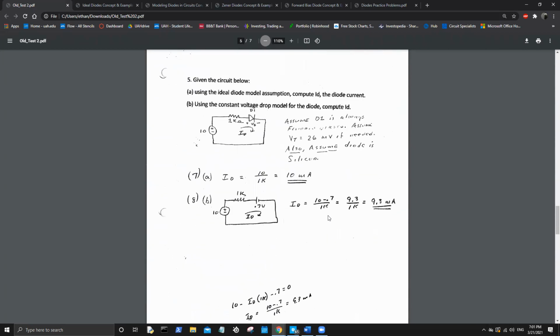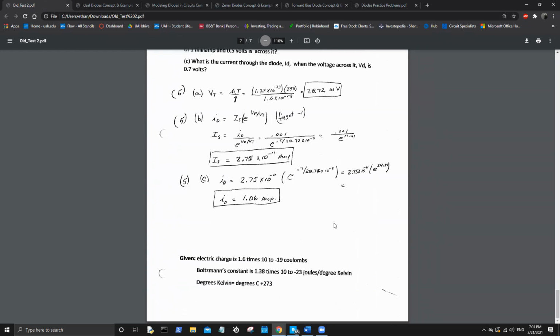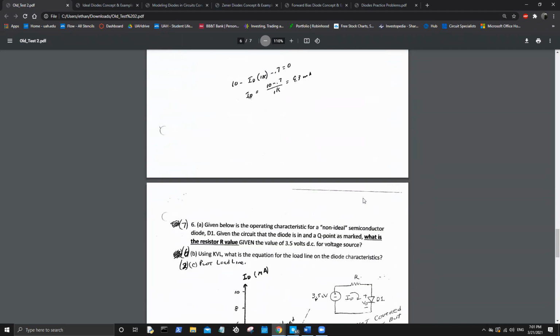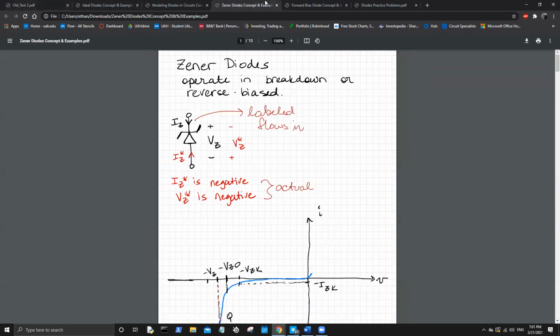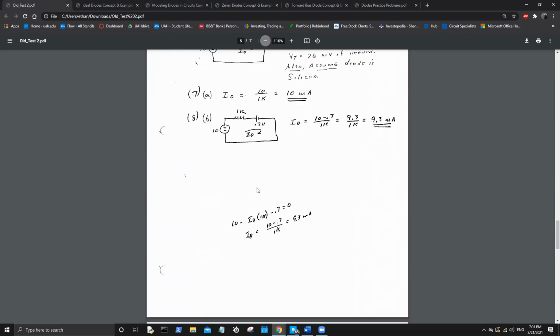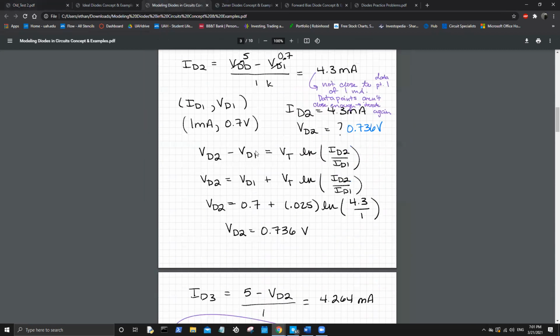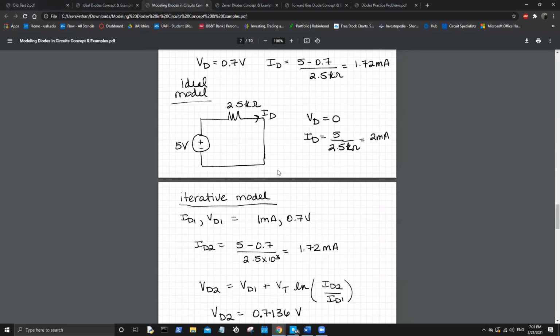Is there anything we want to go over? Yeah, that's everything. There's like nothing on semiconductor diodes. We need to go over this, it's barely anything on diodes. I guarantee he's going to give us one of the problems where you have 2 or 3 diodes in the circuit.